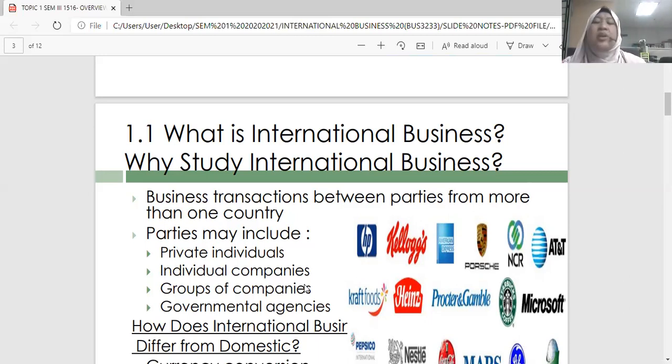It's very simple. And then the second one, we're talking about the parties that may be involved in this kind of international business. Number one, of course, the private individuals.